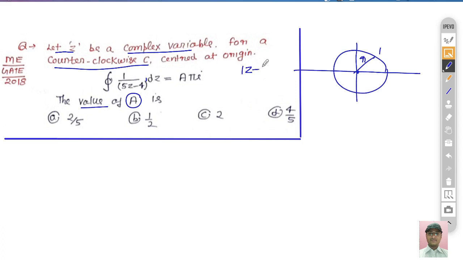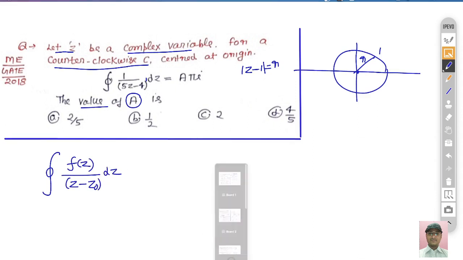So hypothetically, suppose this value z0 lies inside this circle, then only we apply the Cauchy integral formula. Now, in the Cauchy integral formula, if the power is 1, then we have the integral of f(z) upon z minus z0 dz. I just compare with the first form, right.